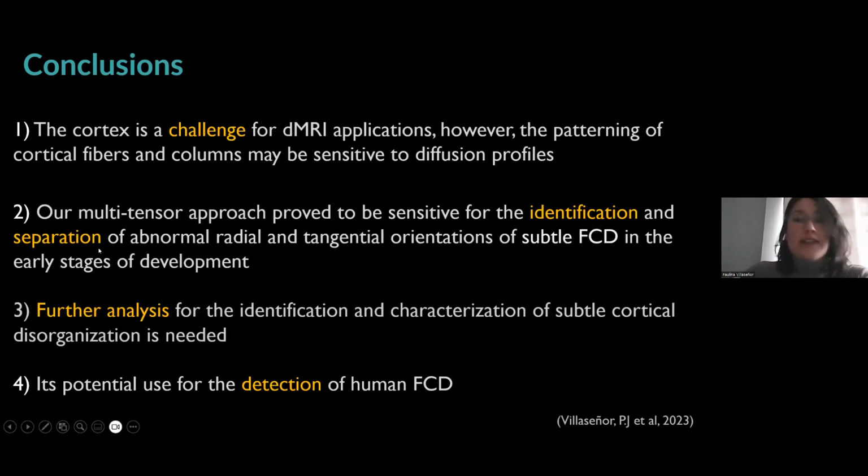And for that, we think that a different analysis for the identification of these subtle changes in the cortex and this disorganization is needed. But we still think that it has potential use for the detection of human FCD in the future. And there's actually something that we're trying now, so we will see.